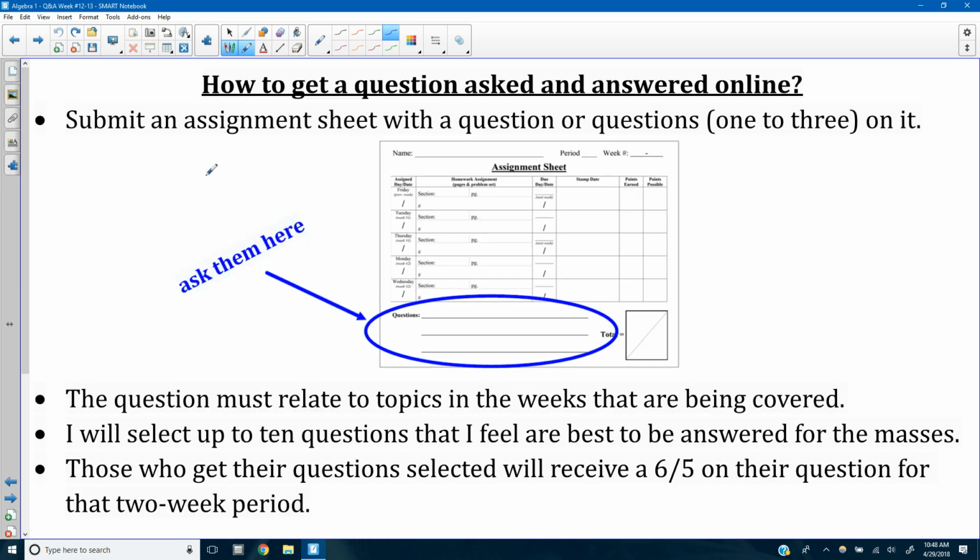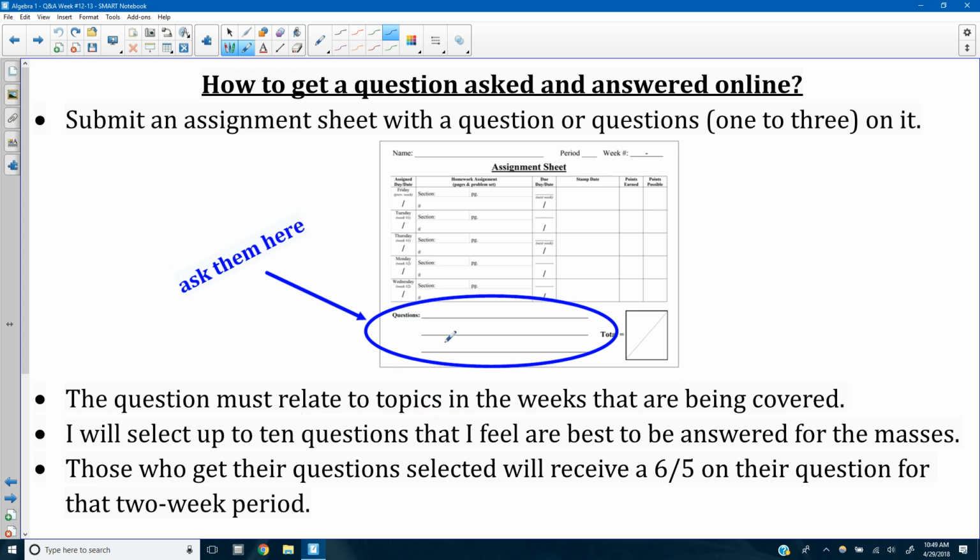Prior to that, let's just make sure that you know how to get a question asked and answered here online. It's really quite simple. You have to submit an assignment sheet at the end of a week, and when you do, you ask 1 to 3 questions down here. The questions must relate to the topics in the weeks that are being covered. I will select up to 10 questions that I feel are best to be answered for the masses.